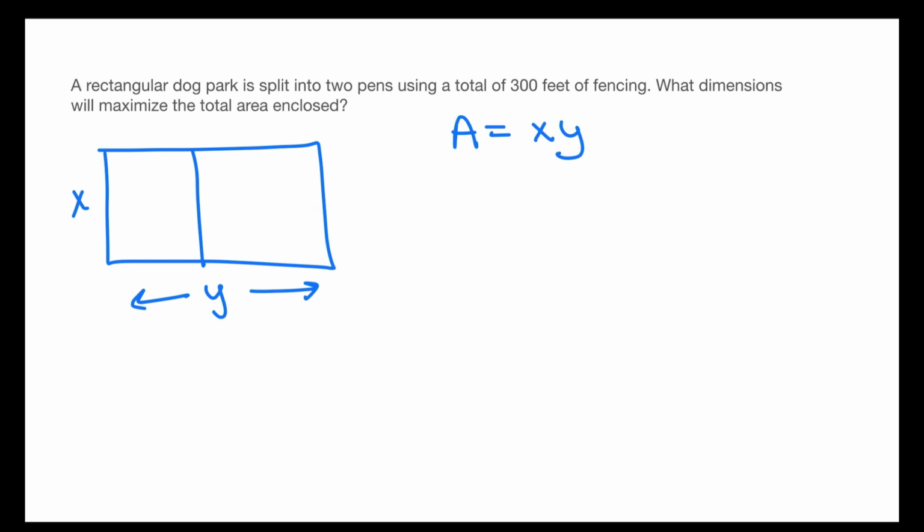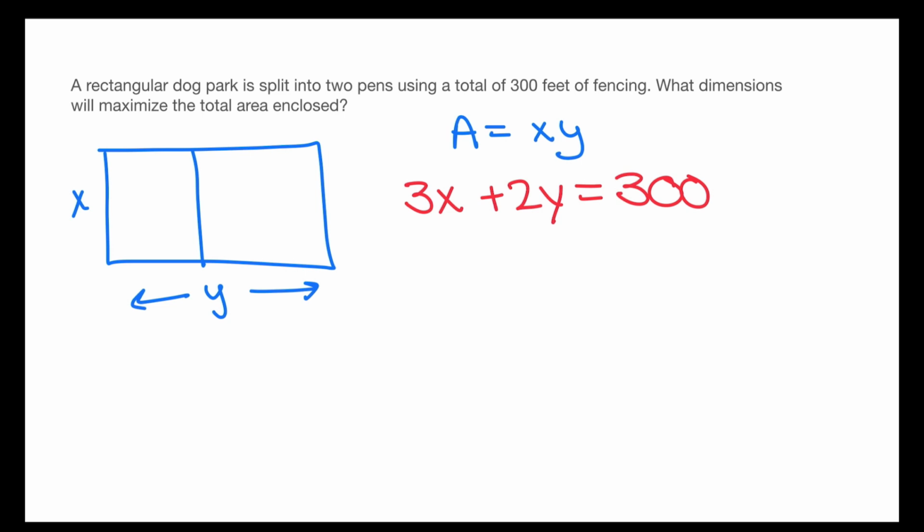But my problem is this equation has 2 variables. It doesn't really look like any of those quadratic functions we've been dealing with. And so our goal is going to be to get this equation in terms of 1 variable only. And it turns out there's a piece of information that we haven't used yet. It says we have a total of 300 feet of fencing. So I'm going to write an equation using that idea.